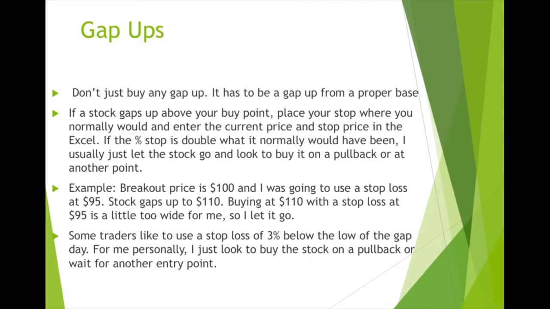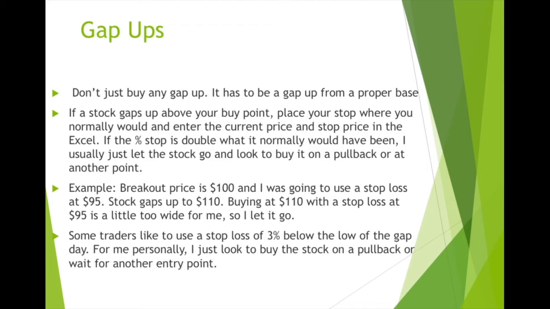So let's say I wanted to buy a stock at 100 and I was going to put my stop loss at 95. The stock gaps up to 110. Now if I'm going to buy at 110 with the stop loss at 95, that's a very wide stop. So in that instance, I'm going to have to re-examine the plan a little bit. Some traders like to buy the stock on the gap up and use a stop loss 3% below the low of the gap day. For me personally, I don't like to buy a stock on the day it gaps up. I'm going to wait another day or maybe even wait a few weeks for a pullback.